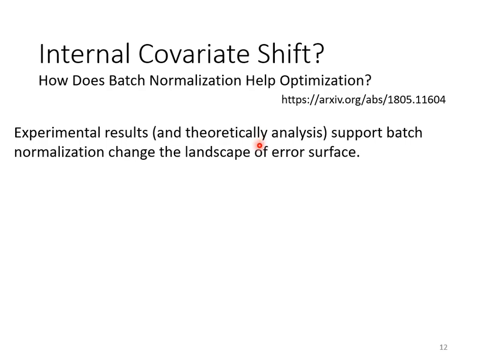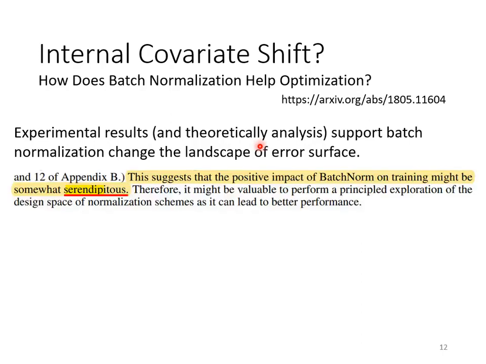In this article, the author also says a very interesting thing. He says that if we want to make the network's error surface less rugged, it's not necessary to do batch normalization. There are many other ways that can make the error surface less rugged. Then he tried some other methods and discovered that they perform similarly to batch normalization, even slightly better.